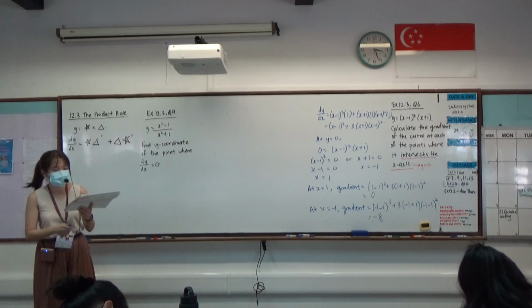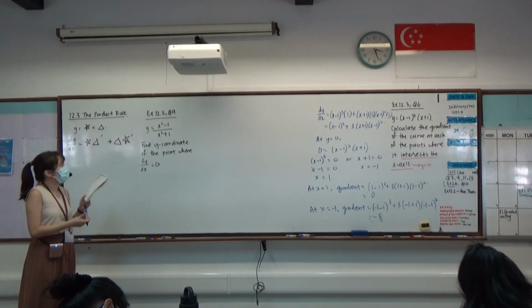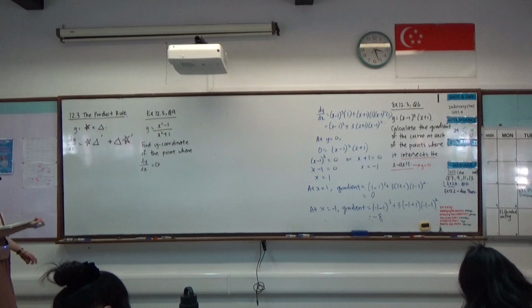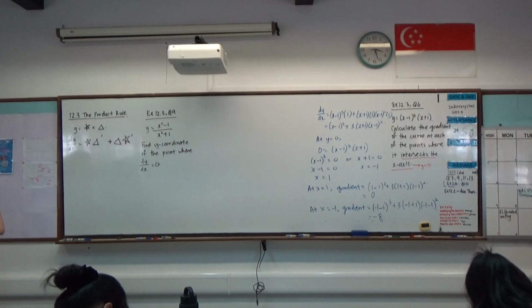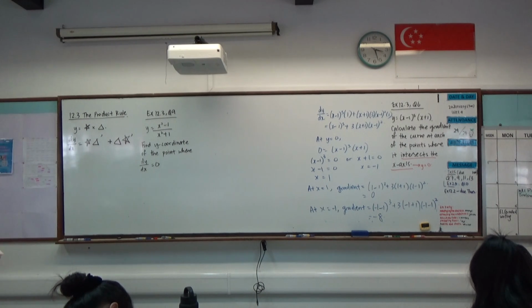Right, let's look at question 9, last one for this topic. So we are given y equals x squared minus 1 over x squared plus 1. We want to find the y coordinate of the point where dy/dx equals 0. This question will help us understand and appreciate our quotient rule later on.